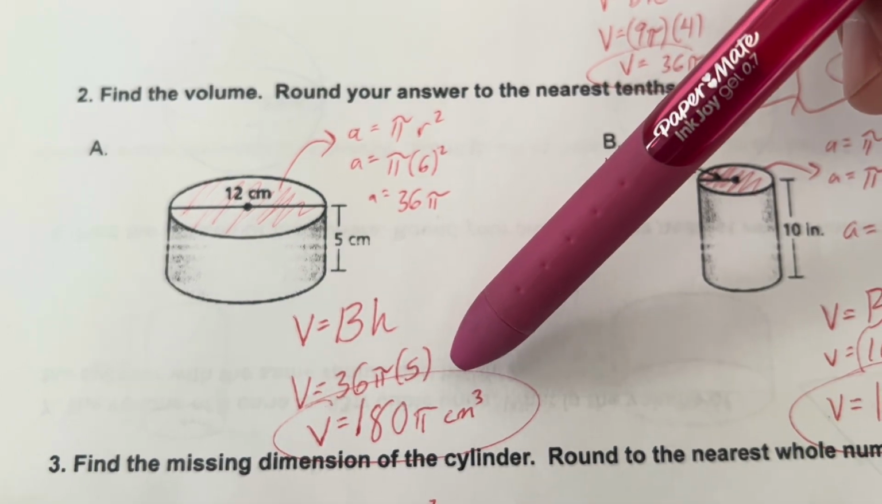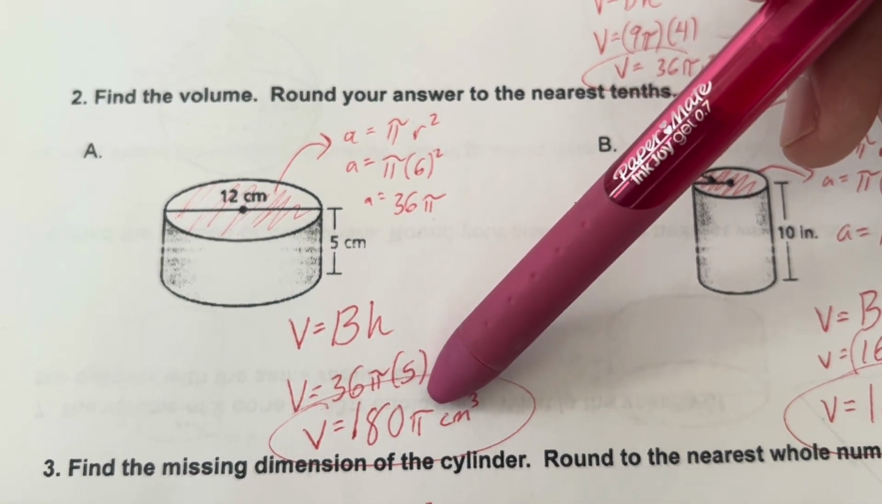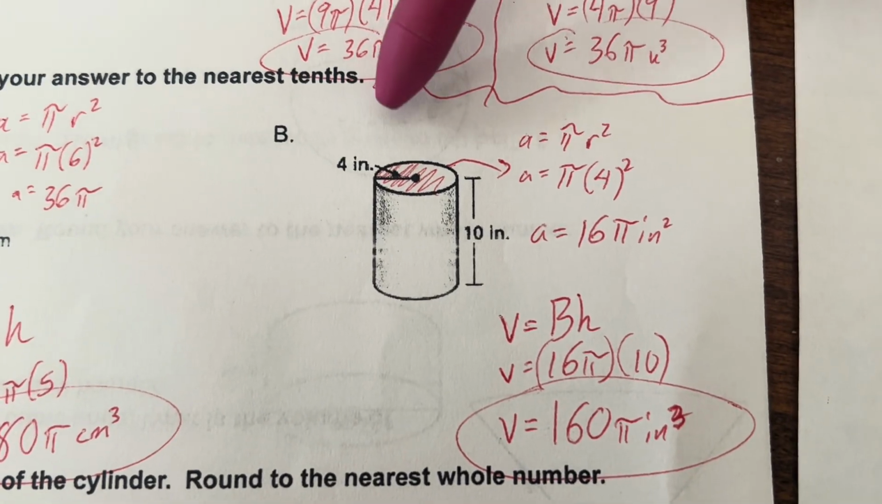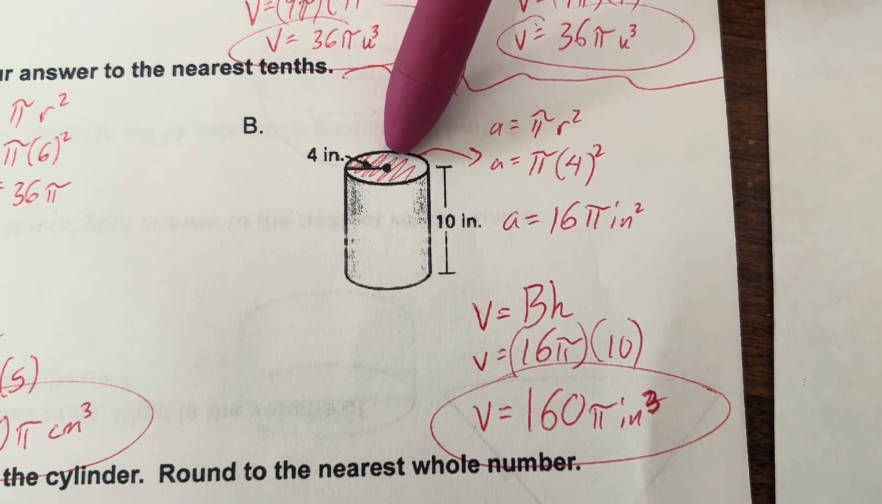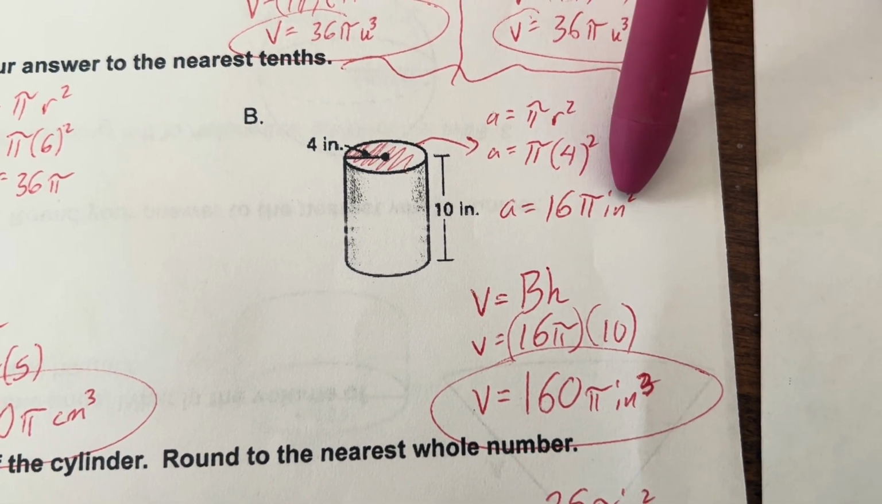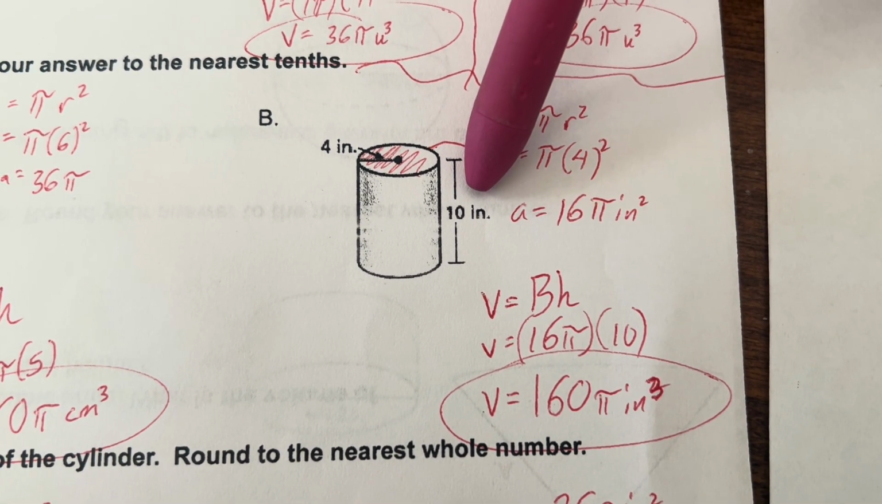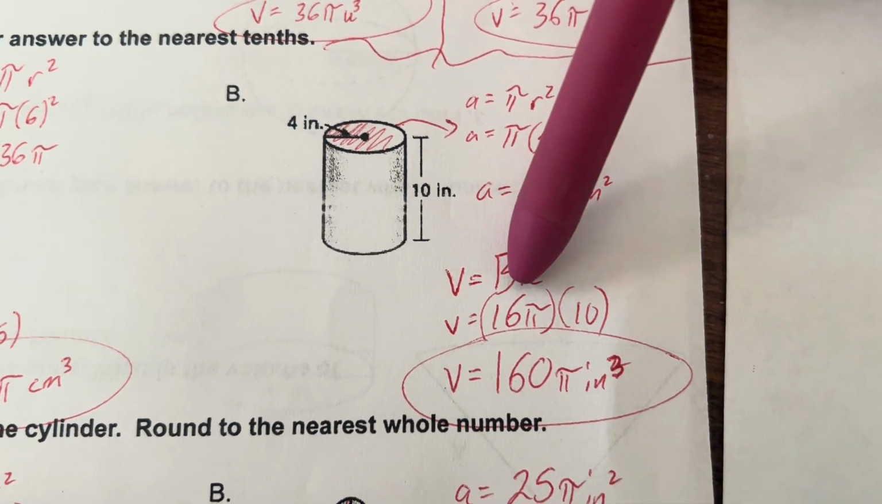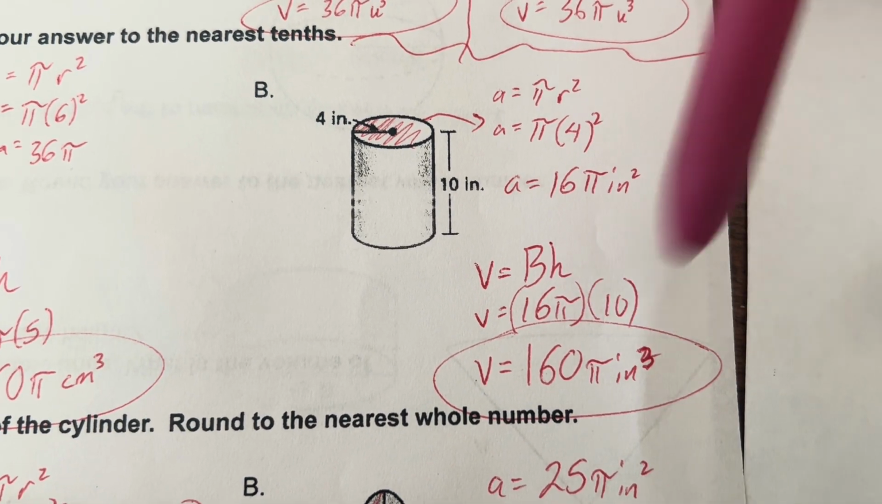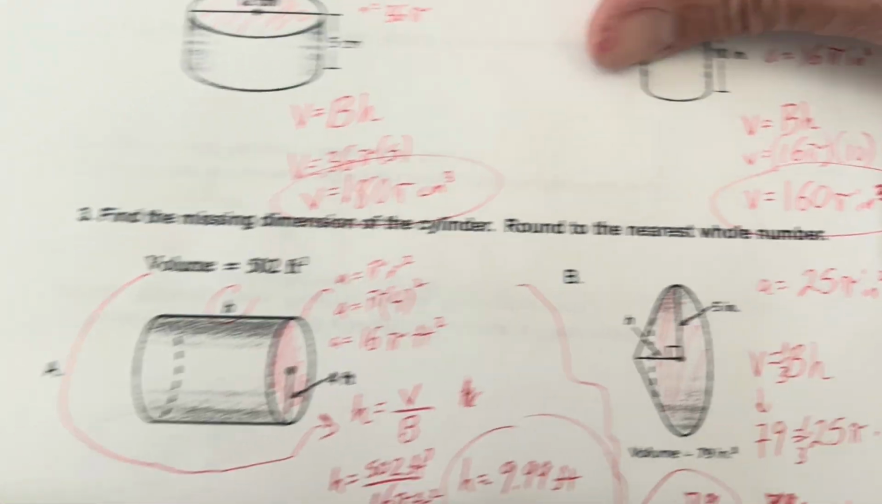And if you had to put it to the nearest tenth, you would multiply pi times 180, and you'd have that answer. Similar, if I was going to do this one, I'm going to find the area of the circle, which is 4 squared, or 16 pi inches squared, and then we're going to multiply by our height, which is 10. So I'll be going 16 pi times 10, which is 160 pi inches cubed. Look at me writing my units. Oh my gosh, it's almost like that's important.